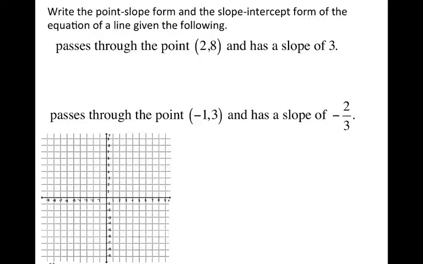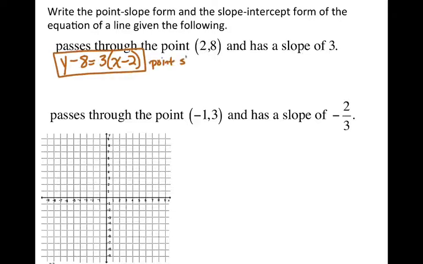Alright. So, this one, write the equation in point-slope form and in slope-intercept form. So for point-slope form, we just take y minus y1 equals m times x minus x1 and plug in. Our point is 2, 8, so that's x1, y1, and our slope is 3, so that gives you y minus 8 equals 3 times x minus 2. So that's your point-slope form of your line.